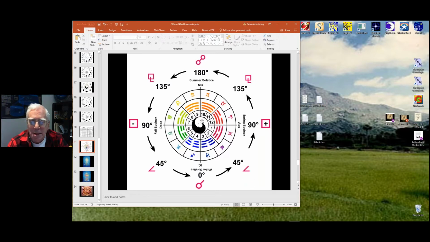Anyways, I wanted to put this in, and then the yin yang circles around this. So this is the correspondences of all the cycles we've dealt with up to now and how they fit together.